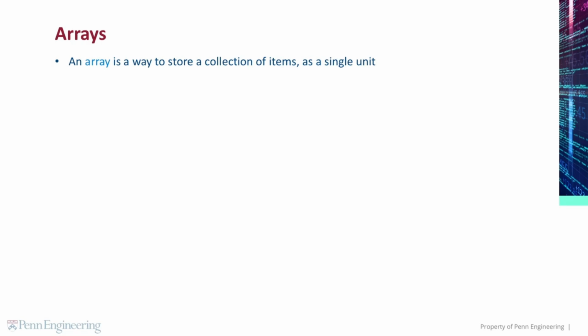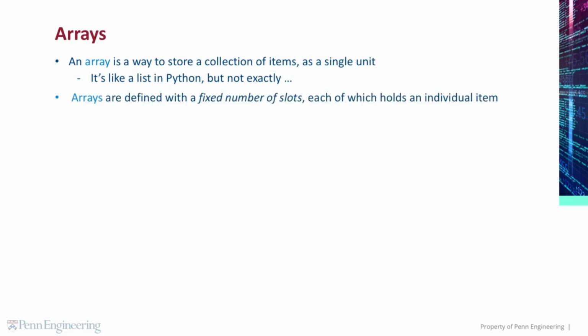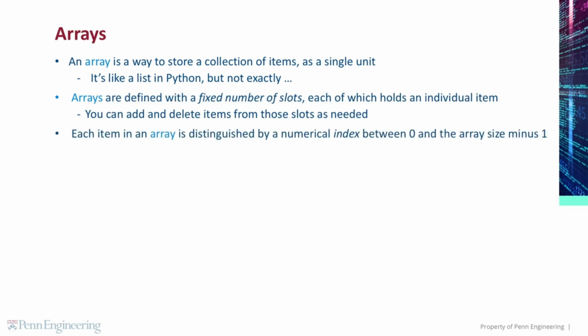An array is a way to store a collection of items as a single unit. It's like a list in Python, but not exactly. Arrays are defined with a fixed number of slots, each of which holds an individual item, and you can add and delete items from those slots as needed. Each item in an array is distinguished by a numerical index between 0 and the array size minus 1. This works exactly the same as list indexing in Python.